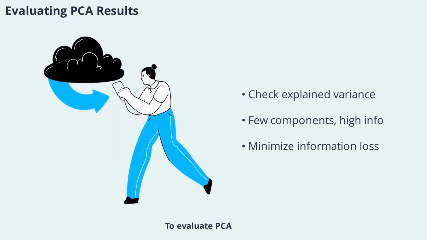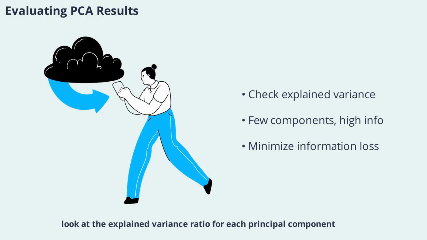To evaluate PCA, look at the explained variance ratio for each principal component. This tells you how much information each component retains from the original data. Ideally, a few components should explain most of the variance, allowing you to reduce dimensions without significant information loss.